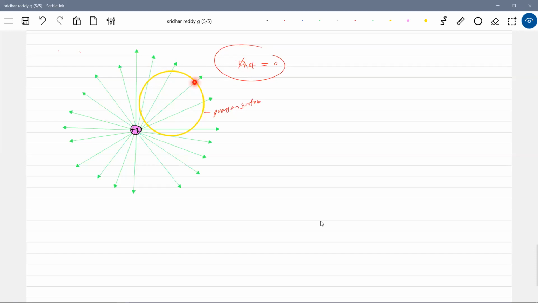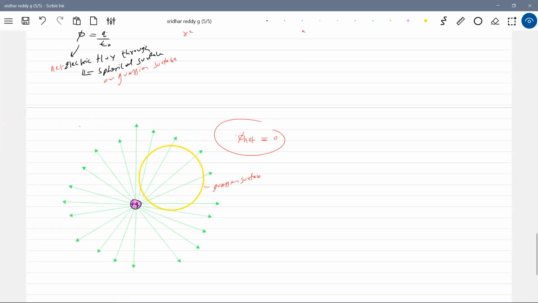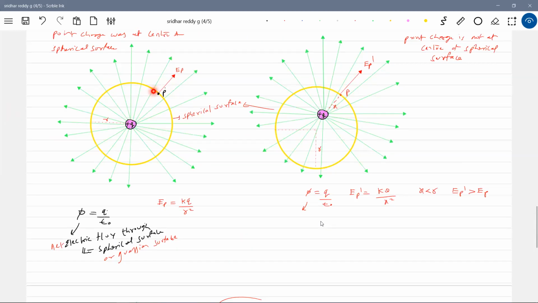Don't think, sir, here entering and leaving. This everything is a surface. You should not take it this way. Look at the outer surface. Flux through a surface means how many lines of force are coming through the outer surface. That is the meaning here.